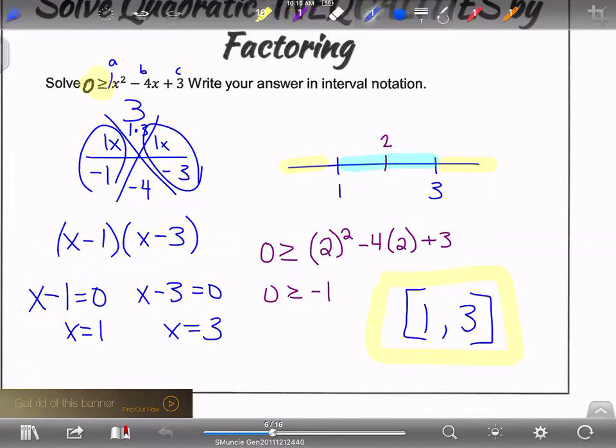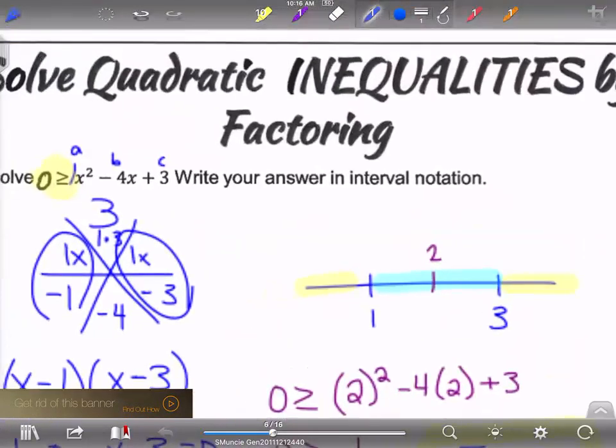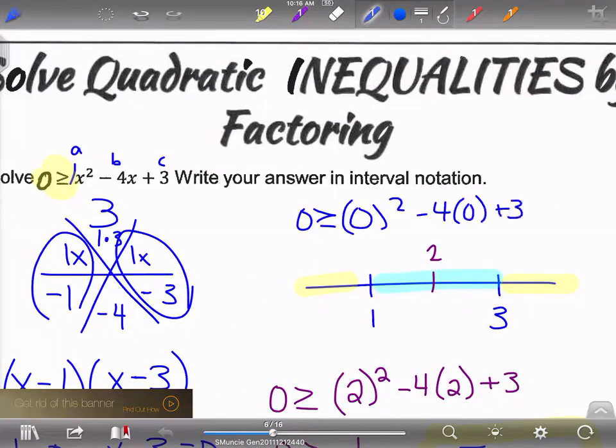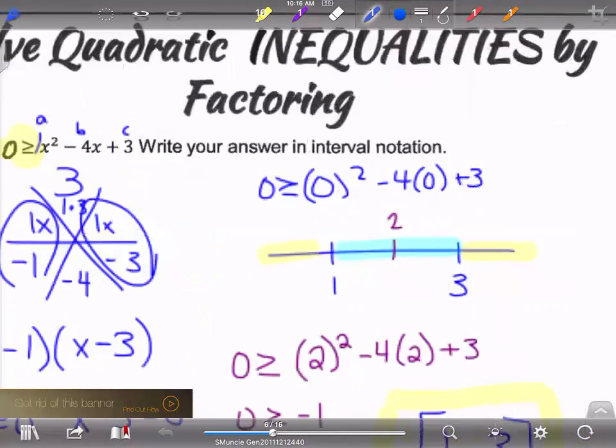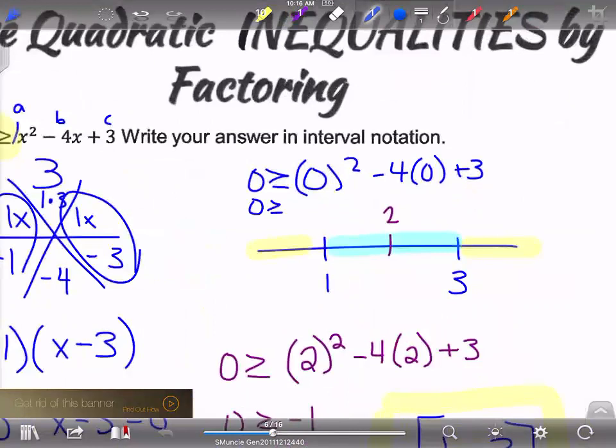If Courtney wasn't such a good guesser, sorry, Courtney, that's not picking on you today, I personally probably would have picked 0 because 0 is always pretty easy. 0 would have been in this region right here. So we're going to go off on a little tangent. We're going to plug in 0. Greater than or equal to 0 squared minus 4 times 0 plus 3. I'm testing this region here on the left. If I type 0 squared minus 4 times 0 plus 3 in my calculator, I would get that 0 is greater than or equal to 3.